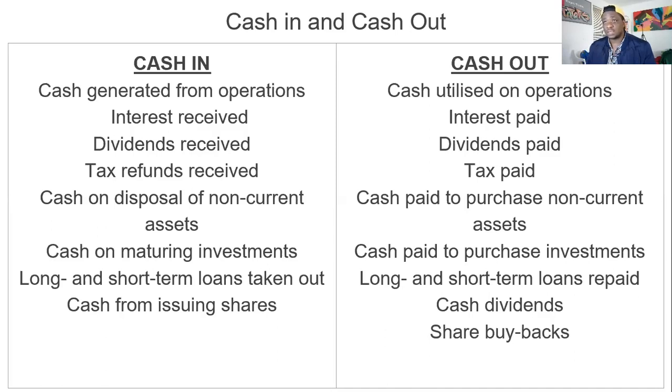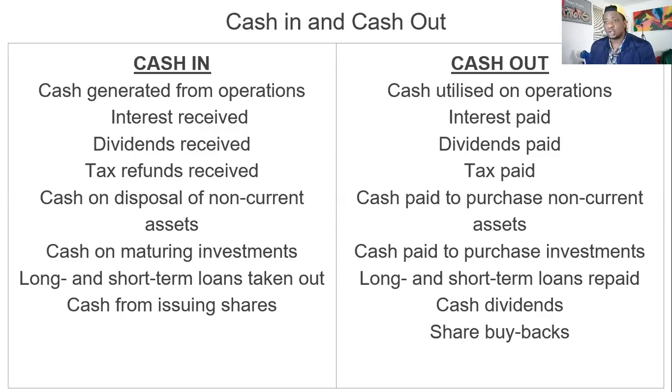So let's try and classify these. So the first one, that will be under cash flow from operating activities. The second one is also cash flow from operating activities. This one is also cash flow from operating activities, as well as the tax refunds. That's the cash flow from operating activities. And then here, cash disposal of a non-current asset. Well, these are investing activities. In other words, here, this is disinvesting. You are getting rid of your non-current assets. So that would be a cash inflow under investing activities.